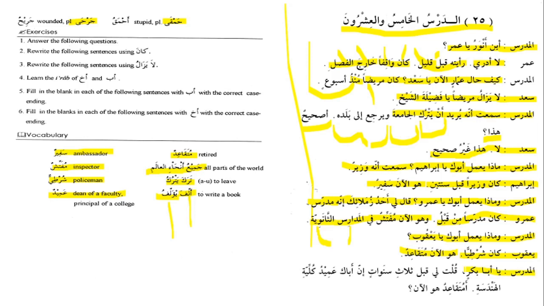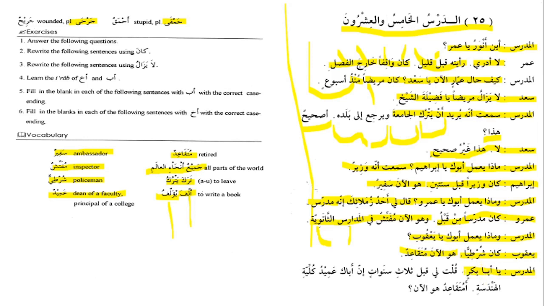Al-Mudarris says, Ya Aba Bakrin. Now you see Aba Bakrin, because now your Abu is coming as mudaf to Bakr, and now it has to be mansub. Why? Because it is the monada which is mudaf. So you see the sign of nasb, al-alif. Ya Aba, this is how you write it.